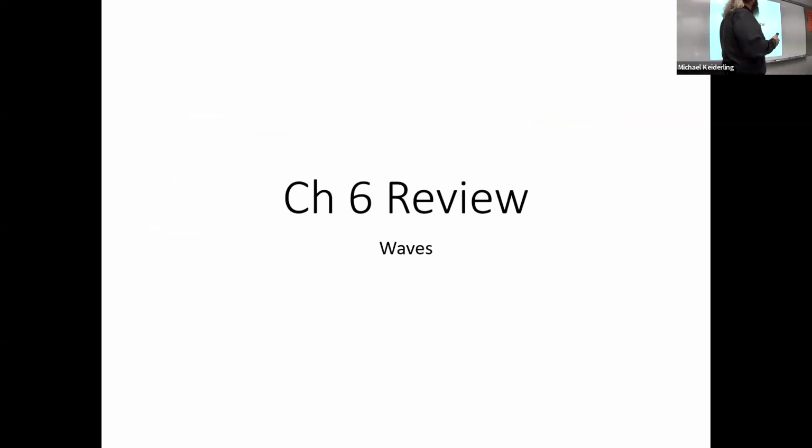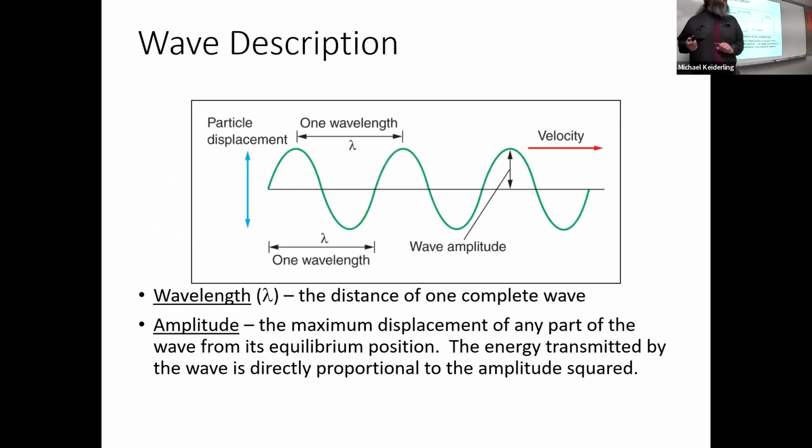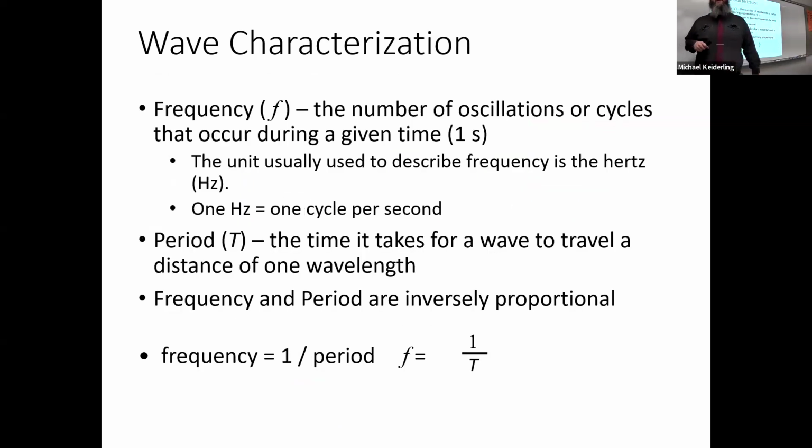Now let's talk about waves from chapter 6. Wavelength is the distance of one complete wave. Amplitude is the maximum displacement of any part of the wave from its equilibrium position, and the energy transmitted by the wave is directly proportional to the amplitude squared. Frequency is the number of oscillations or cycles that occur during a given time, i.e. a second. The unit is hertz. Hertz are inverse cycles per second.